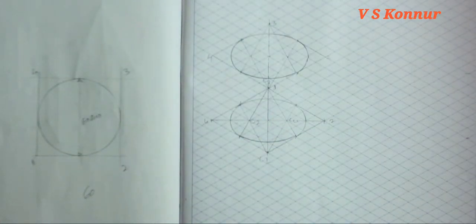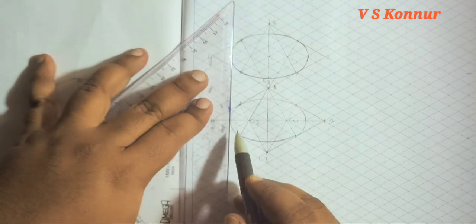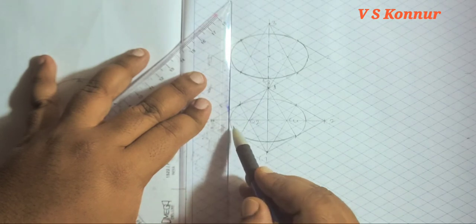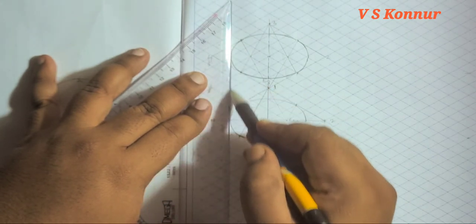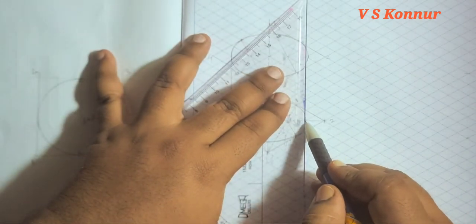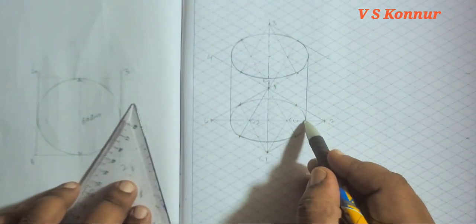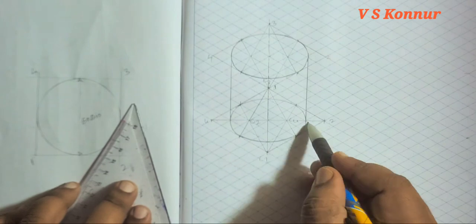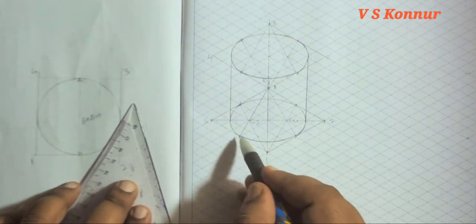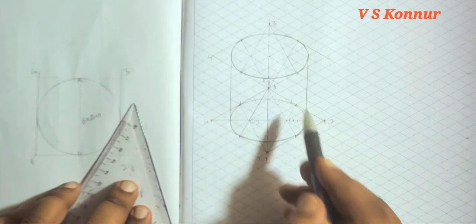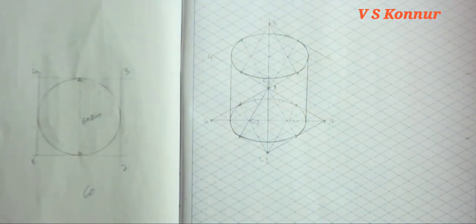Now after drawing the arcs on either side, here you have to give only tangency, no need to draw any of the lines. Tangency for these two, and then tangency for these two. Then this part will be dark, this part will be dark, the top face completely dark, and this part is invisible. So this is how you have to construct a cylinder in the isometric view.